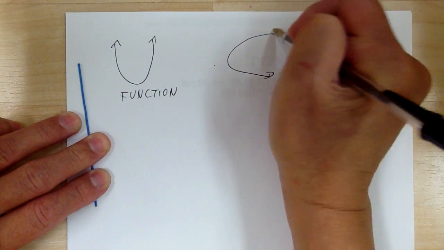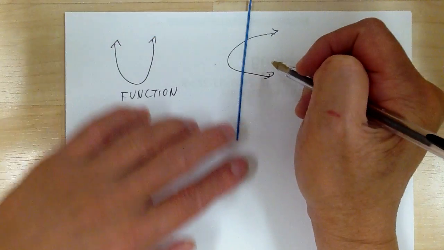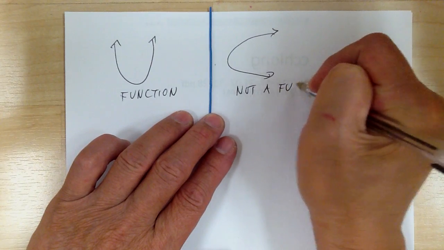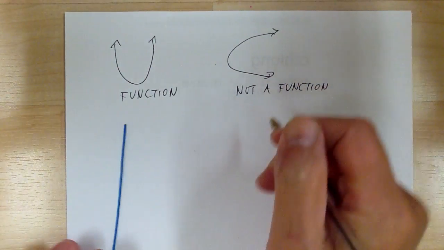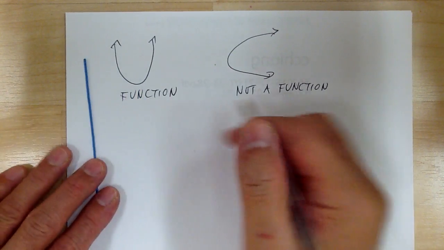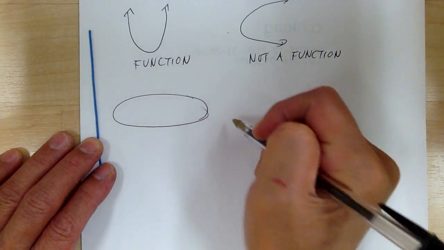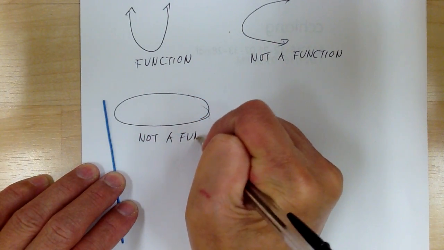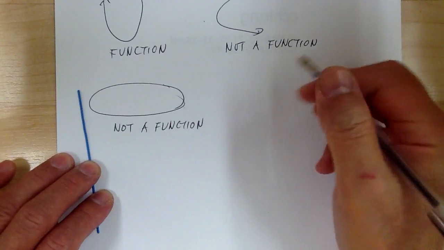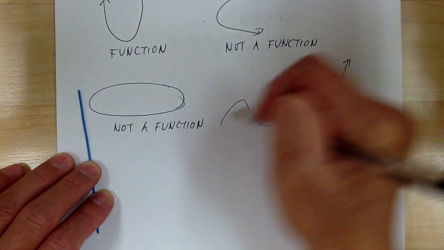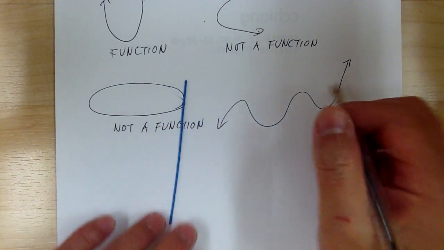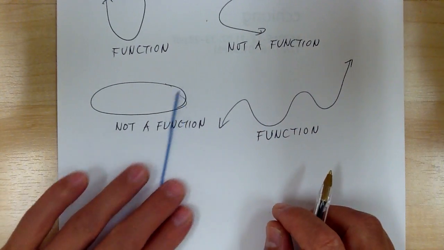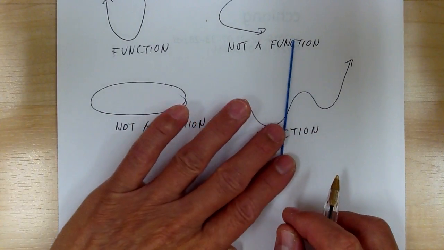Now if the graph is going like this, again, you see over here it touches two points. So this is not a function. So again, you have to use the vertical line test. And if you have an ellipse like this, if you go over it, this is not a function. Okay, and if you have things like this, in this case it only passes one point, so this is a function. So again, it's very simple. You just do the vertical line test.